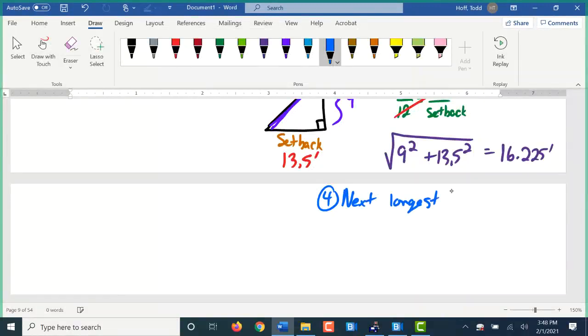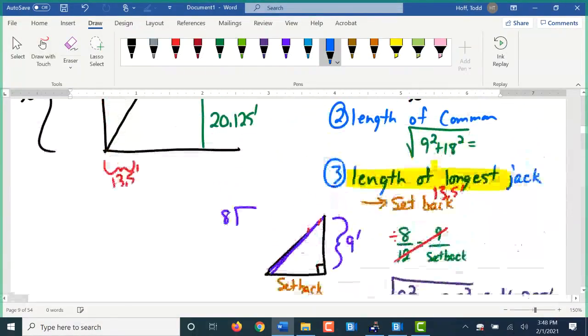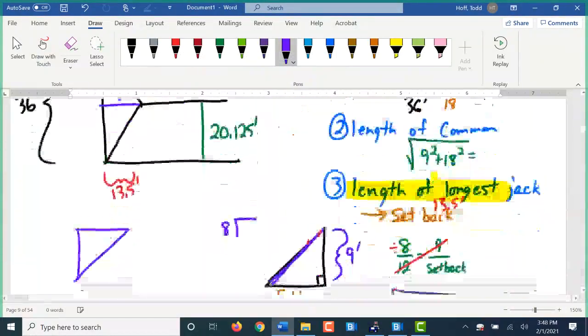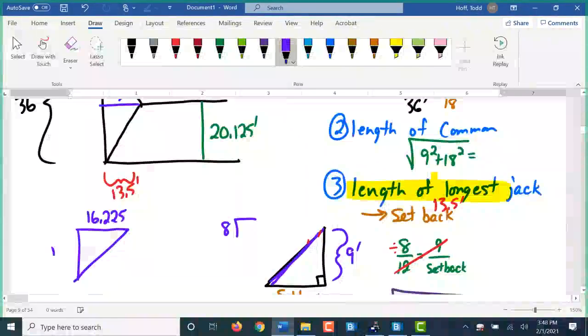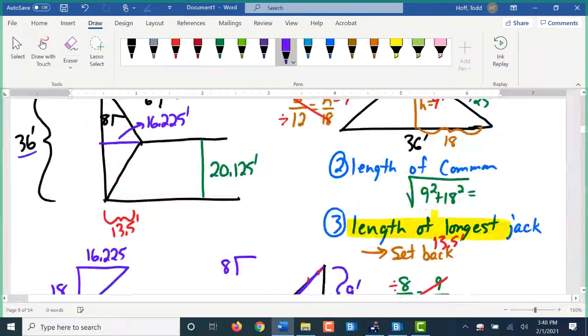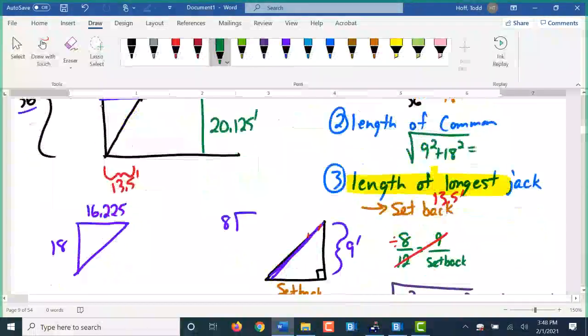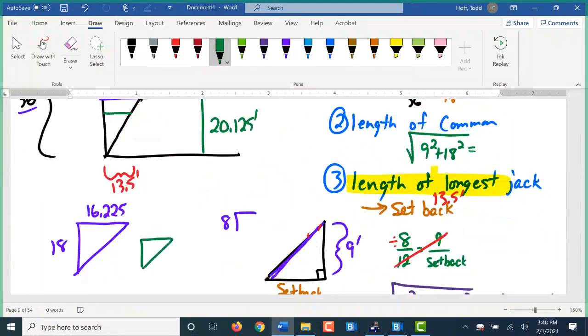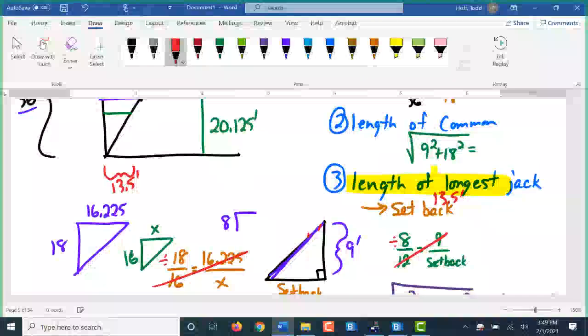Now the rest is just the same. For the next longest jack, the longest is 16.225. This is 18, right? Half of our 36 span. Next jack here, this is x, and of course this is 16. Very good. So we have 18 goes to 16 the same way 16.225 goes to x. Cross multiply and divide.